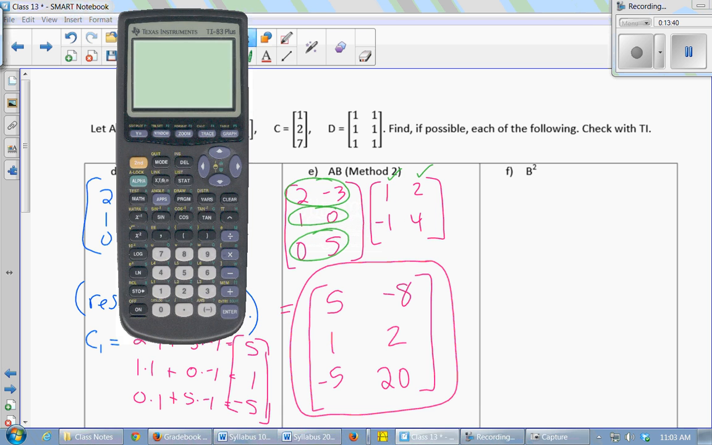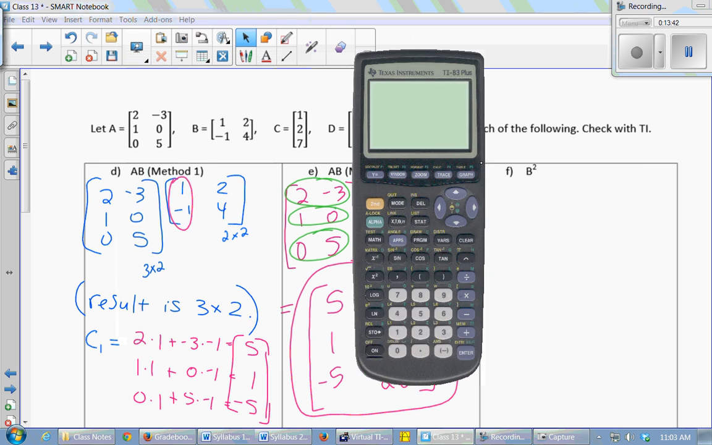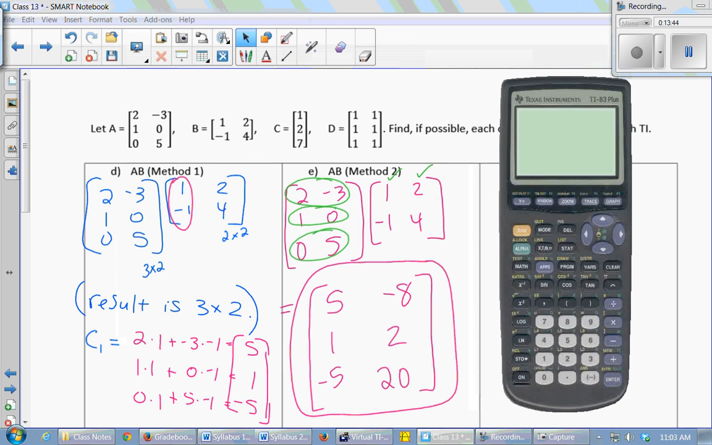So, very handy. Your graphing calculator can do all of this matrix arithmetic. So let's put A and B in here.